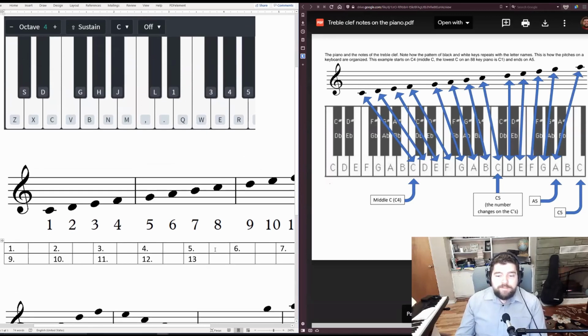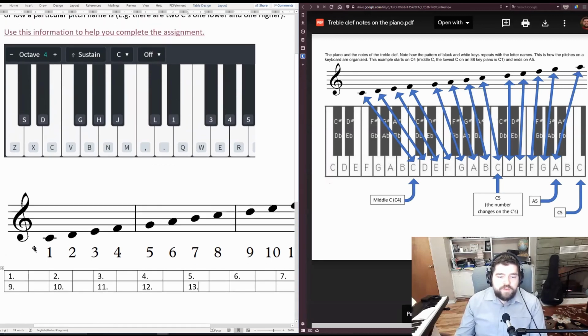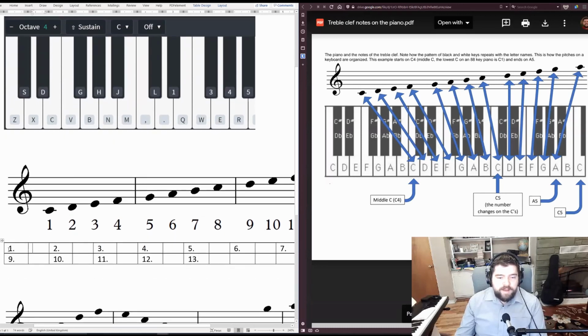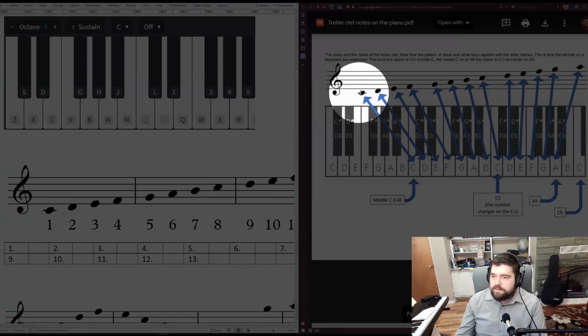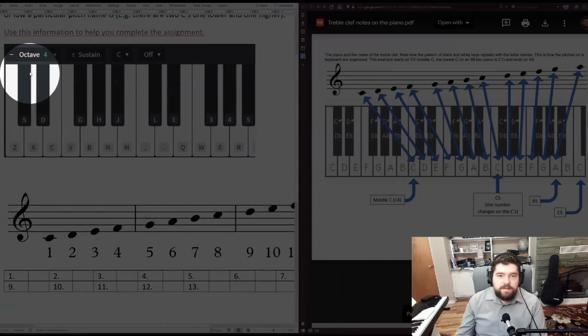So let's take a look at numbers 1 through 13. These are not going to be changing for you. So on number 1, make sure you put your answer here in this empty box to the right of number 1. So on number 1, we're looking at this note right here. That is on the ledger line below the staff. So take a look here, the ledger line below the staff. That's our middle C.